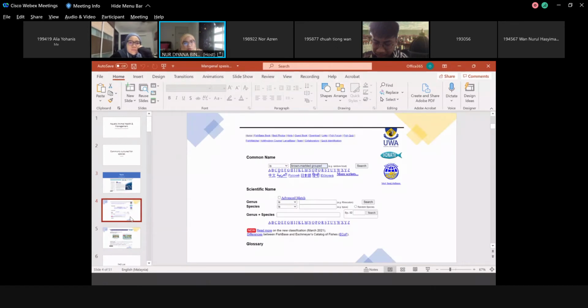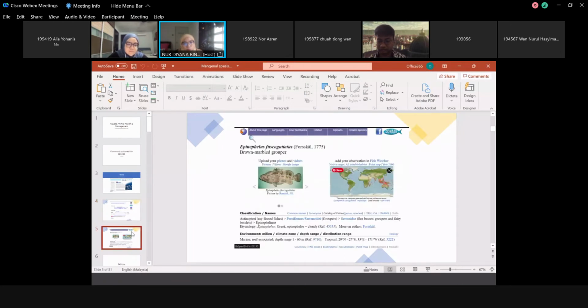With me. All right, so you can type the common name. So I type brown marble grouper. You can search, or if you want to look for the scientific name, you can put in the genus and species, or both of them, and just search. It gives you the list of the things that you're looking for. So you can click whichever species you think is the one you're looking for. For example, I look for brown marble grouper. It gives you the scientific name.